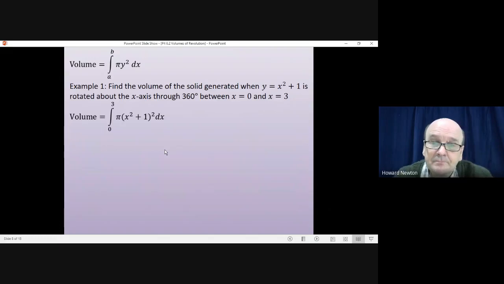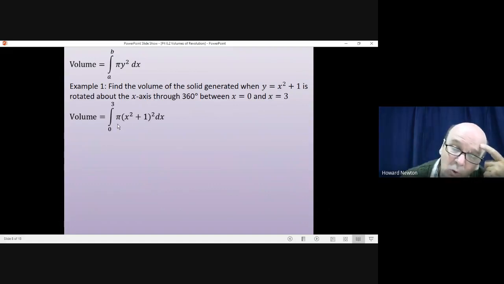So for example, if you had to find the volume of the solid generated when y equals x squared plus 1 is rotated about the x-axis through 360 degrees, between the limits x equals 0 and x equals 3, the volume will equal, using the formula, the integration between 0 and 3 of pi, and then y is x squared plus 1, so y squared is x squared plus 1 all squared.